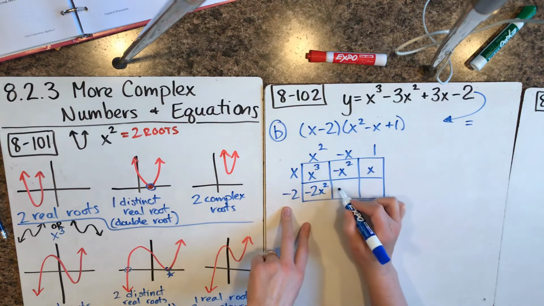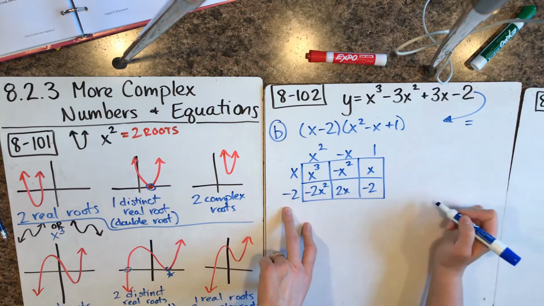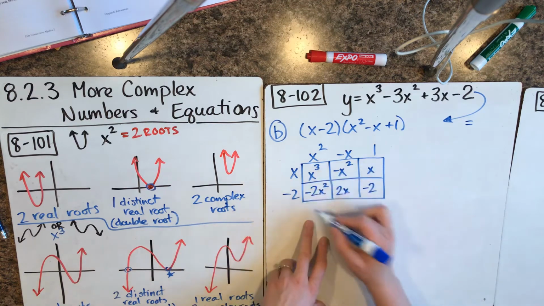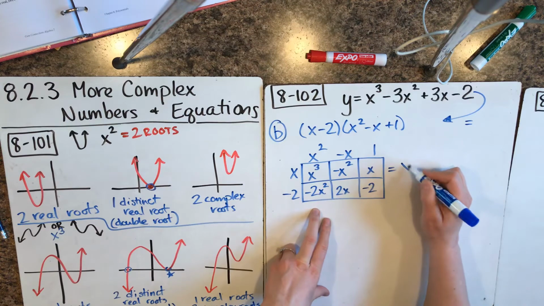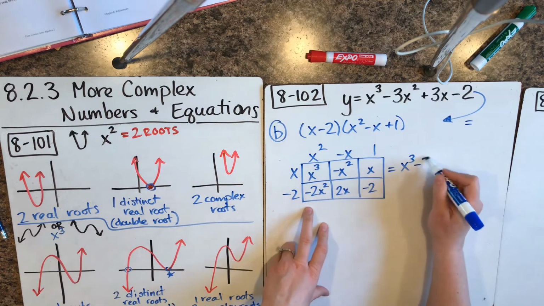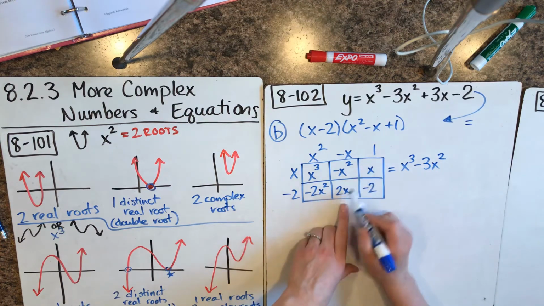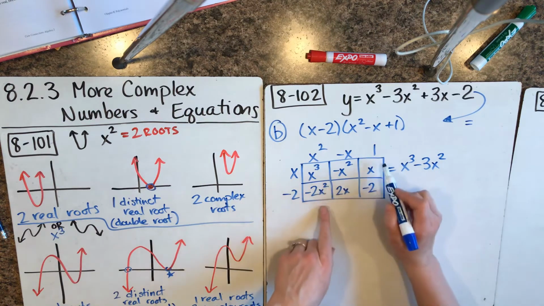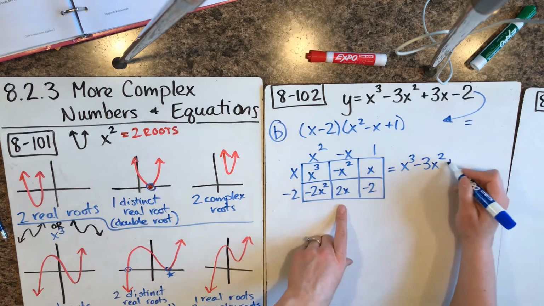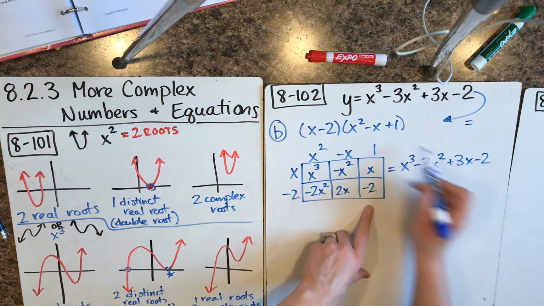Negative 2 times negative x is 2x, and negative 2 times 1 is negative 2. So if I add up everything on the inside, x cubed, negative 2 minus 1 is a negative 3x squared. Those are just like terms I'm combining. On the diagonal, you have like terms: 2x and x is 3x, and then you have a negative 2 with no like terms. That's what we started with.